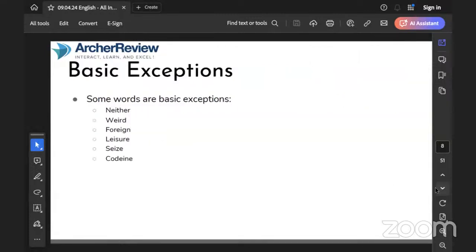All right. So a couple other basic exception words. These are ones that you just kind of have to put into your pool of knowledge. So there are some other words that are just basic exceptions. So you've got words like neither, weird, foreign, leisure, seas, and coding. So these also follow other exception rules. So just make sure that you're familiar with these as well. So this is something you'll need to do.